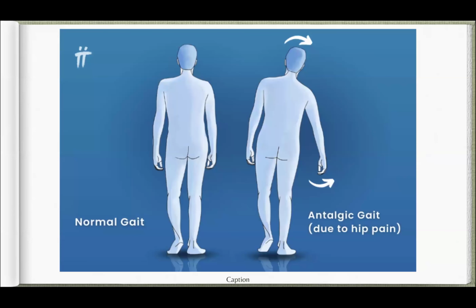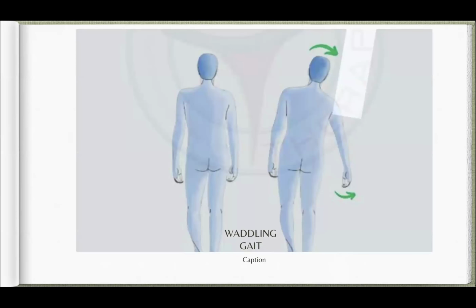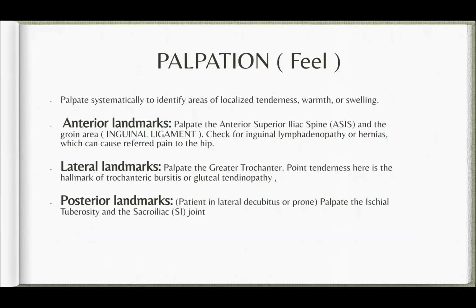So this is the normal gait, and this is an antalgic gait due to the hip pain. This is a coxalgic gait, and this is a Trendelenburg gait. And this is a waddling gait, which is a bilateral Trendelenburg gait.